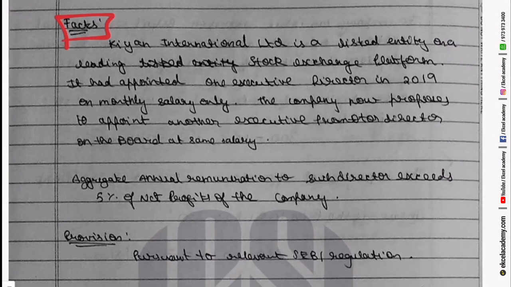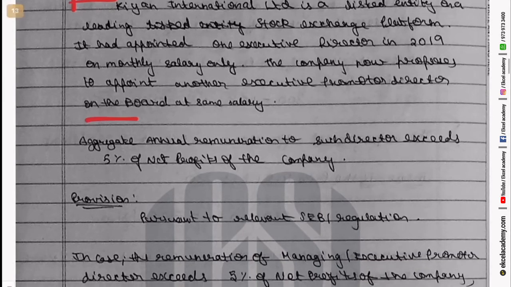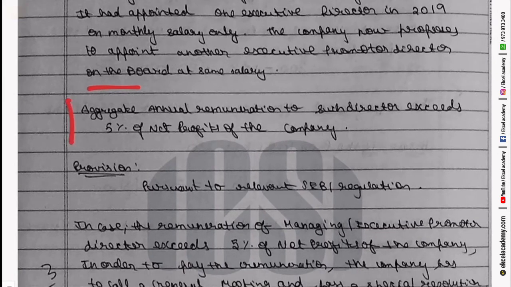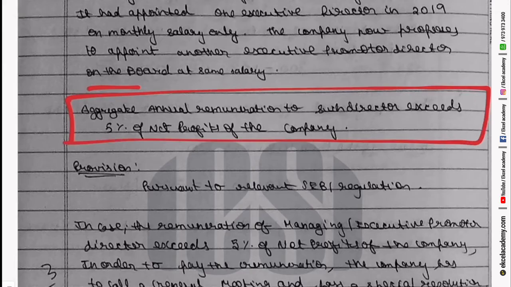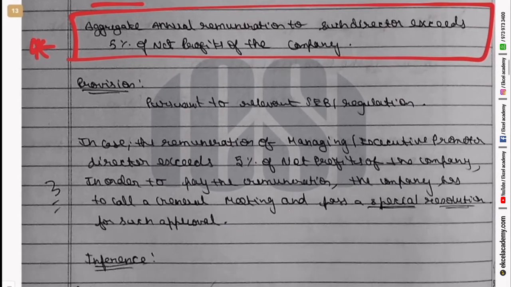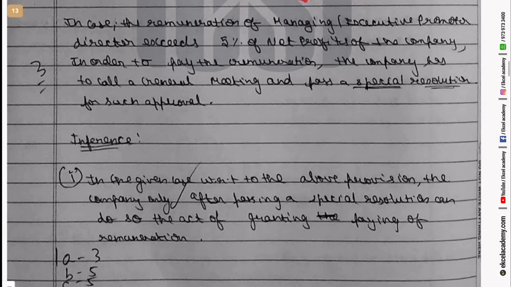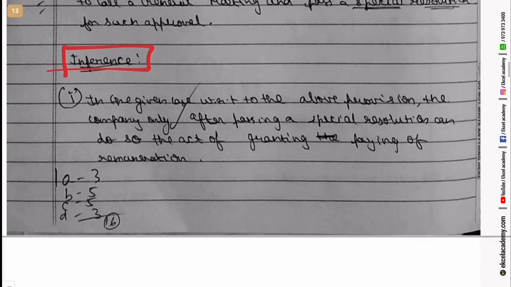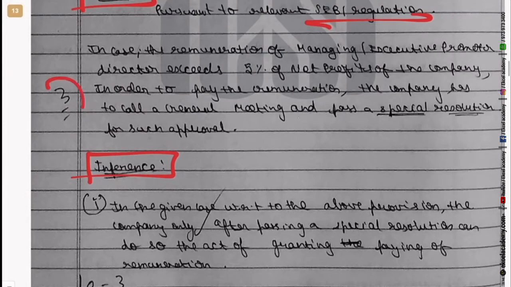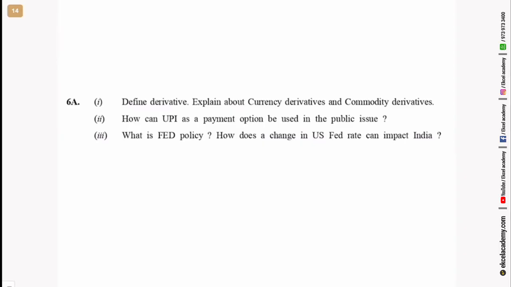So see the consistency, facts, then leaving one line. Correct. Then what is the law? Aggregate annual remuneration to such director exceeds 5% net profit of the company. Very nicely he has told. Then what is our provision of the law relating to SEBI regulations? Then finally the inference, conclusion, whatever you want to call it. So he has got 3 out of 5 because all the points are not correct, but the presentation is good.